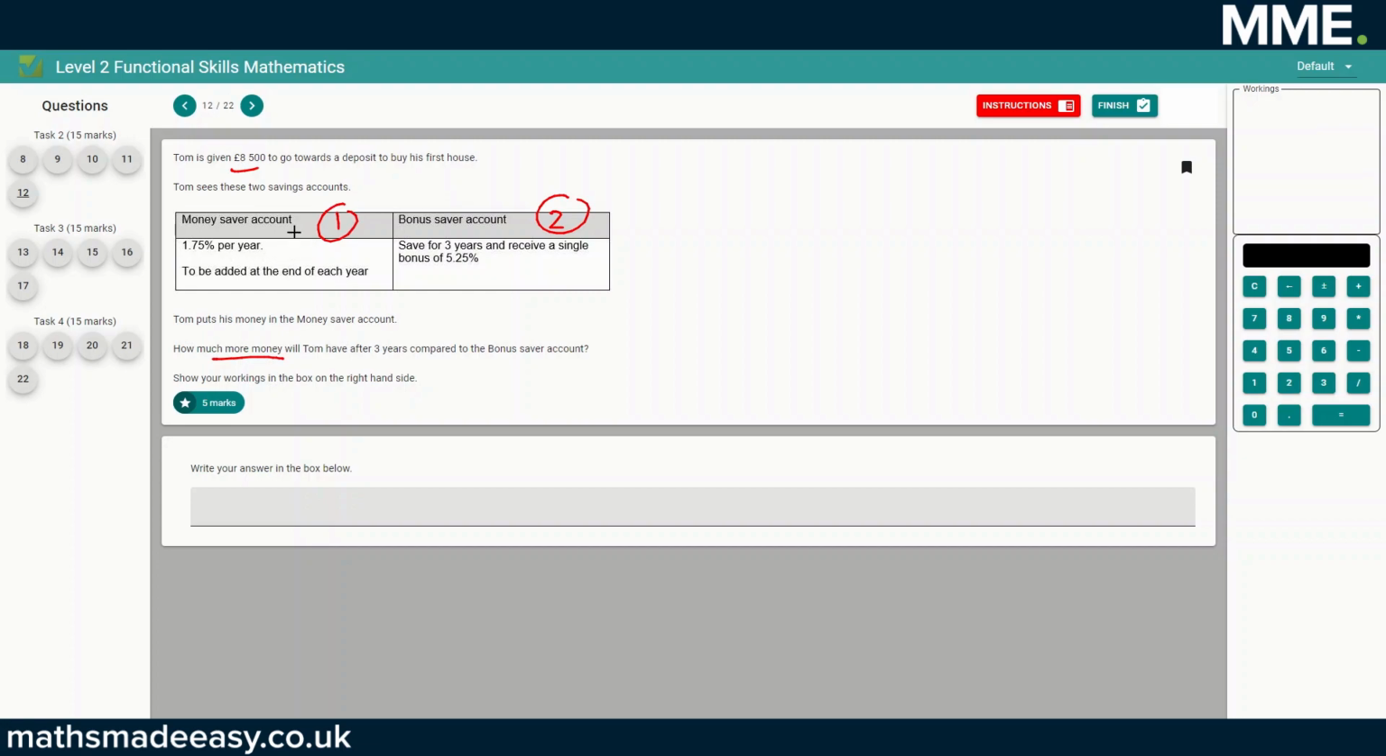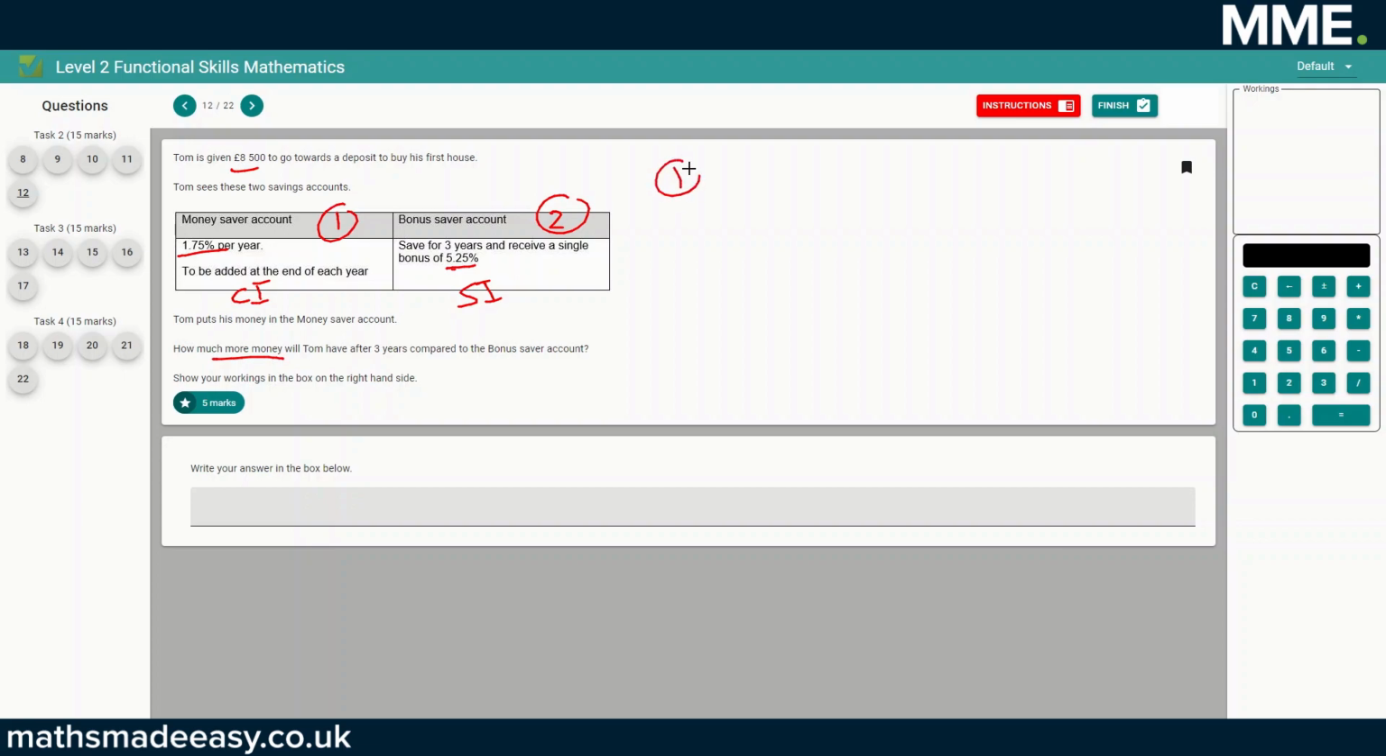Just looking at the terms quickly of each one, we get told that this will pay 1.75% interest per year to be added at the end of each year. So this will be compound interest, where the interest is added on the total amount in the account at the end of each year. Looking at the second one, the bonus saver account, we're told that you save for 3 years and receive a single lump sum bonus at a higher interest rate of 5.25%, but that will just be on the original value that Tom puts in. So that's just simple interest.